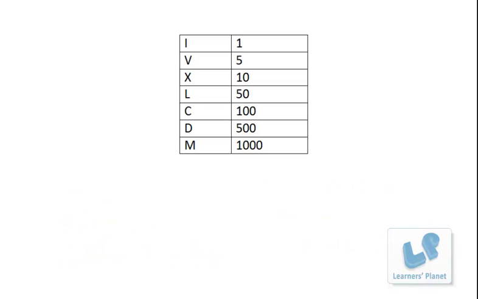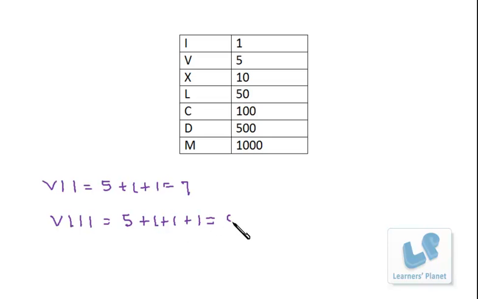Now let's write 7. So it's 5, 6, 7. That is 5 plus 1 plus 1. Since we are writing I on the right side of V, the value of I will be added to the value of V. Similarly, if we wish to write 8, it's 5, 6, 7, 8. That is 5 plus 1 plus 1 plus 1, that is 8.